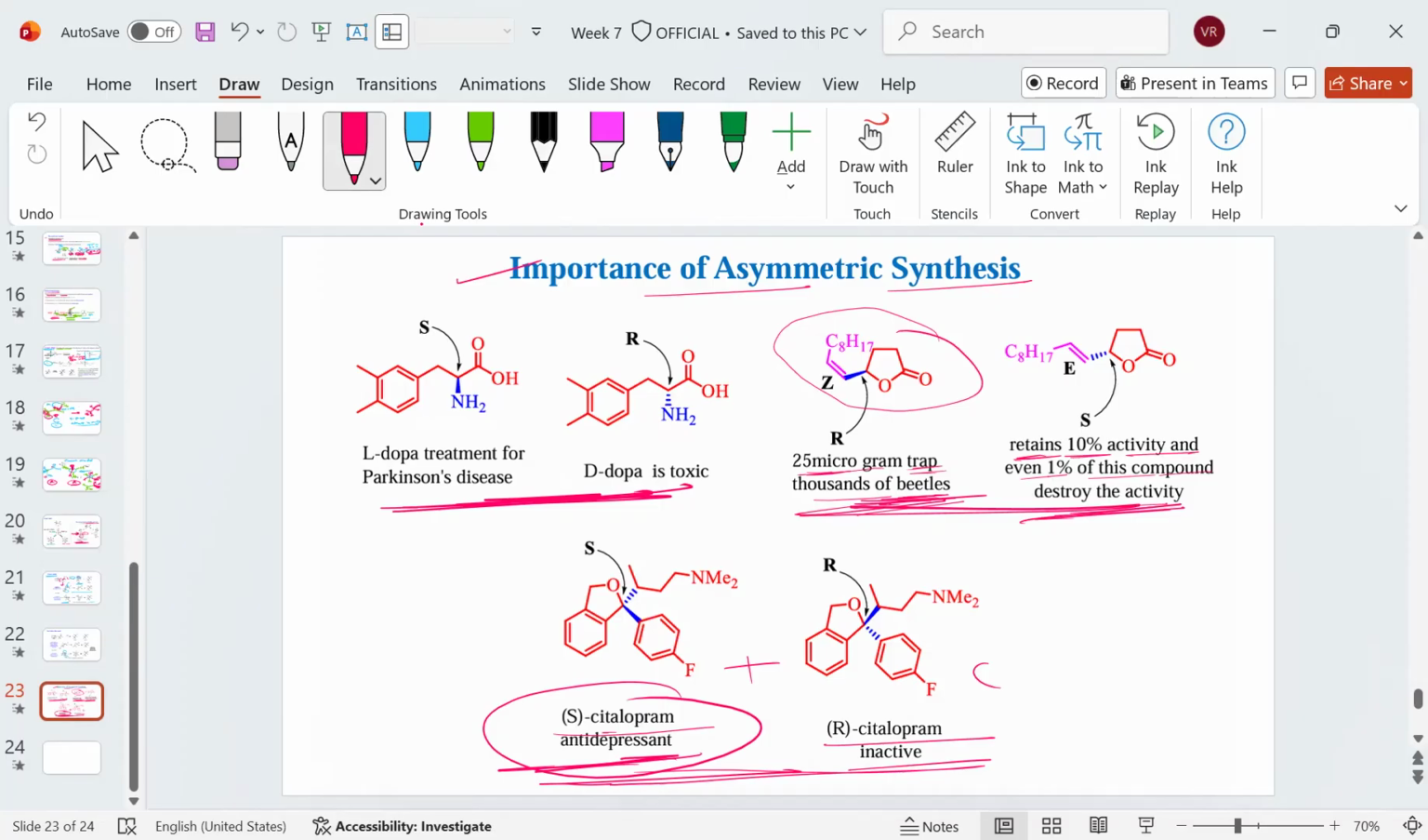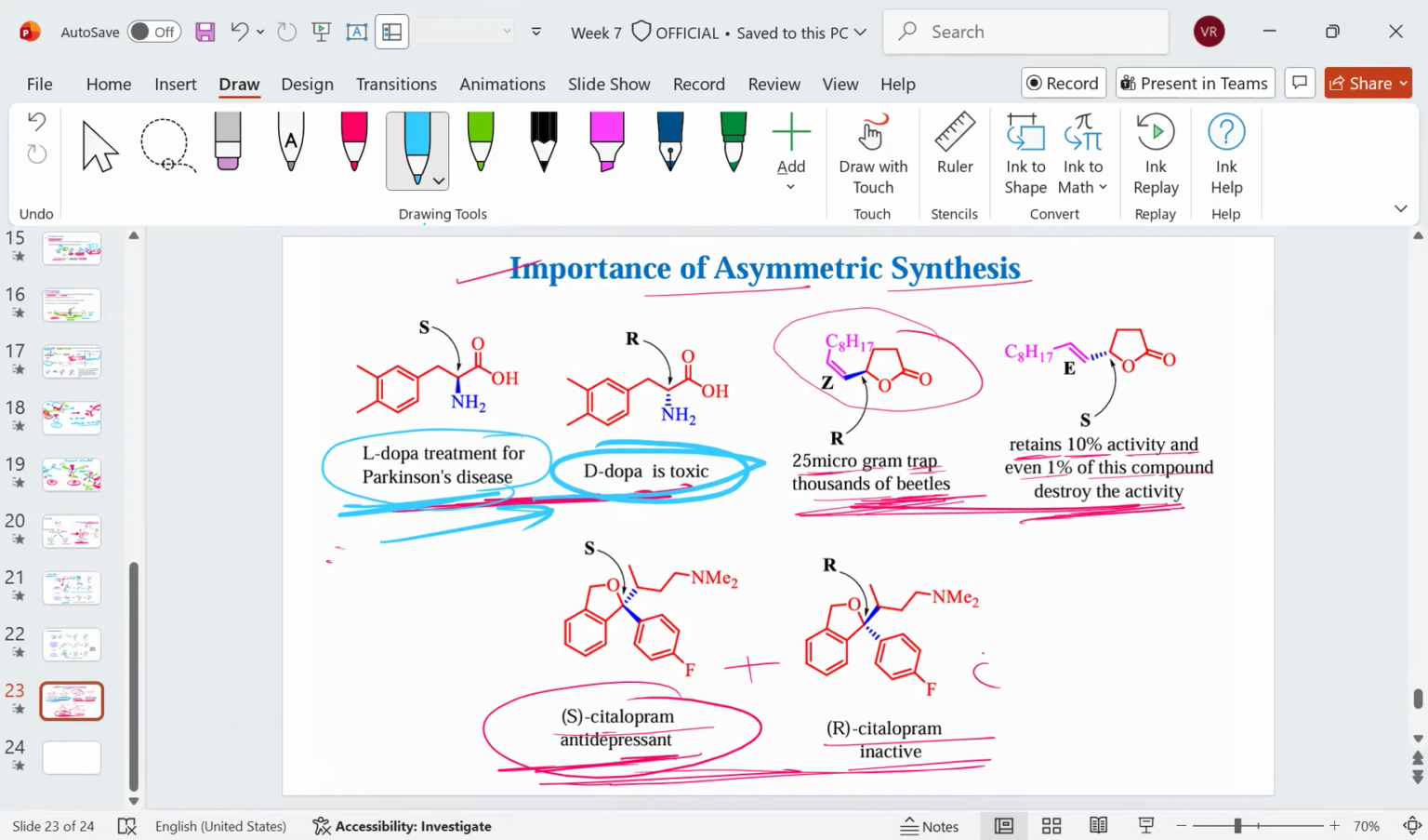So if you look at some of the medicines, one of the isomers is active but the other isomer is non-active. Since the other isomer doesn't have any activity, we can use it in the racemic form. But in case the other isomer has any kind of toxic effect, as in the case of D-dopamine, then we cannot use this dopamine in the racemic form. We have to have this dopamine in the enantiomerically pure form. Therefore, this asymmetric synthesis is important.